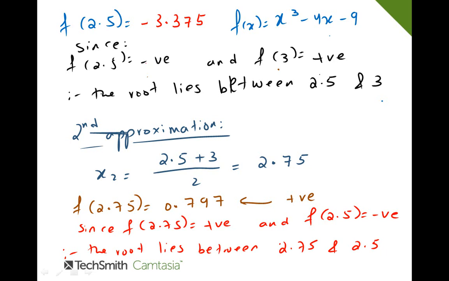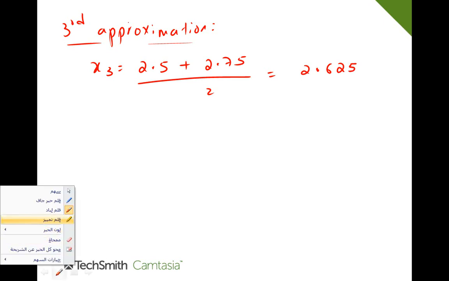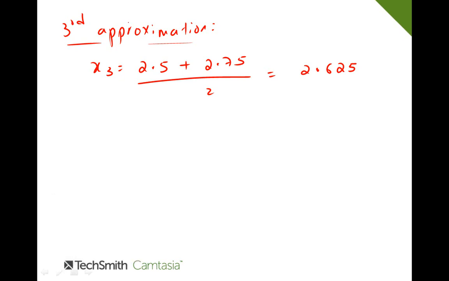So since the root is lying between those 2 points, I'm going to take their midpoint or their average. So I'll say that this is my third approximation. I'll name it x sub 3. X sub 3 will be 2.5 plus 2.75 over 2, which is 2.625. Okay, I'm going to see what will be f of 2.625.